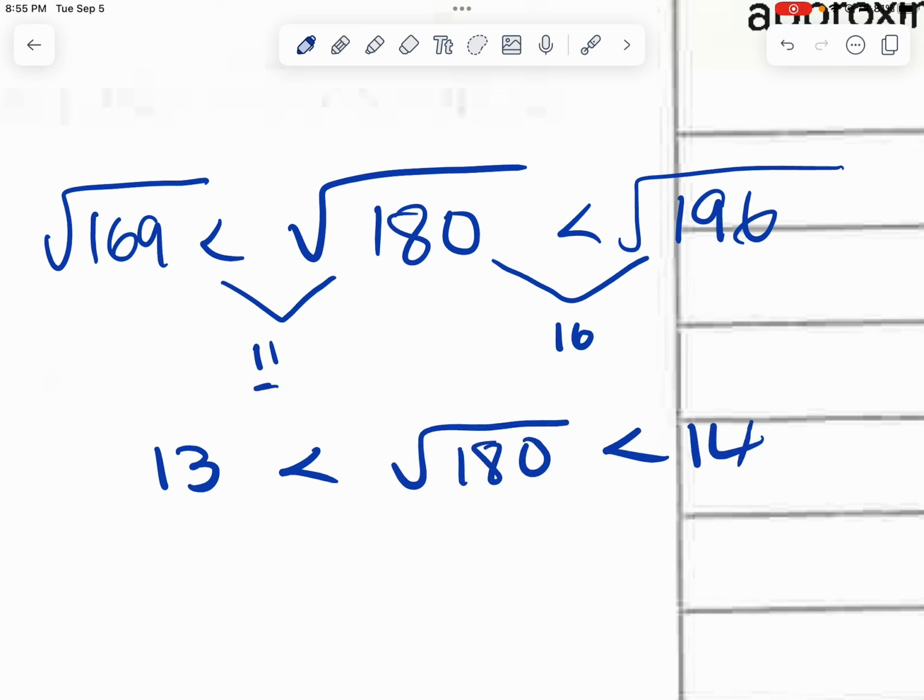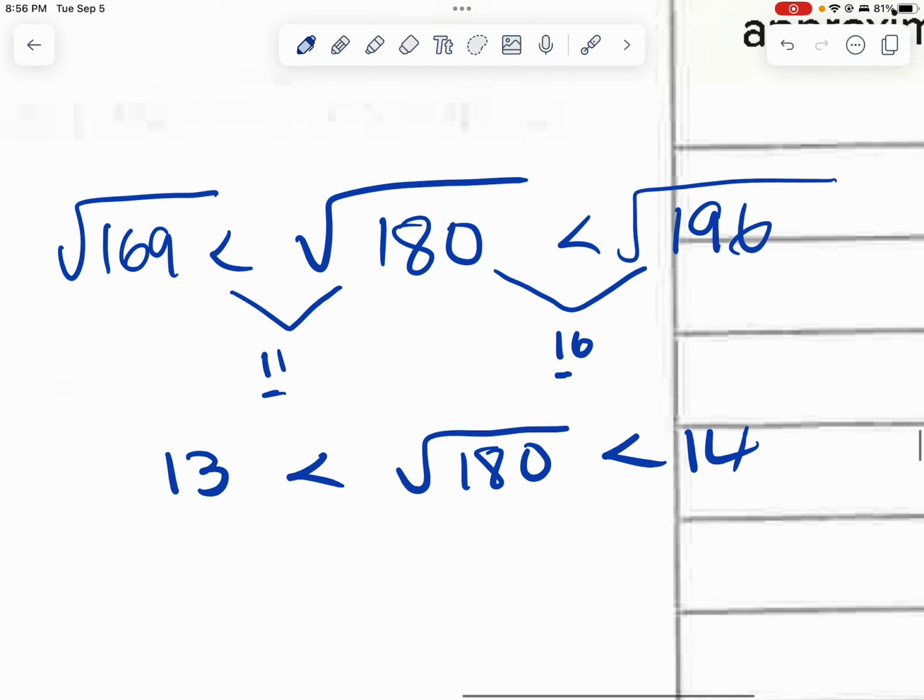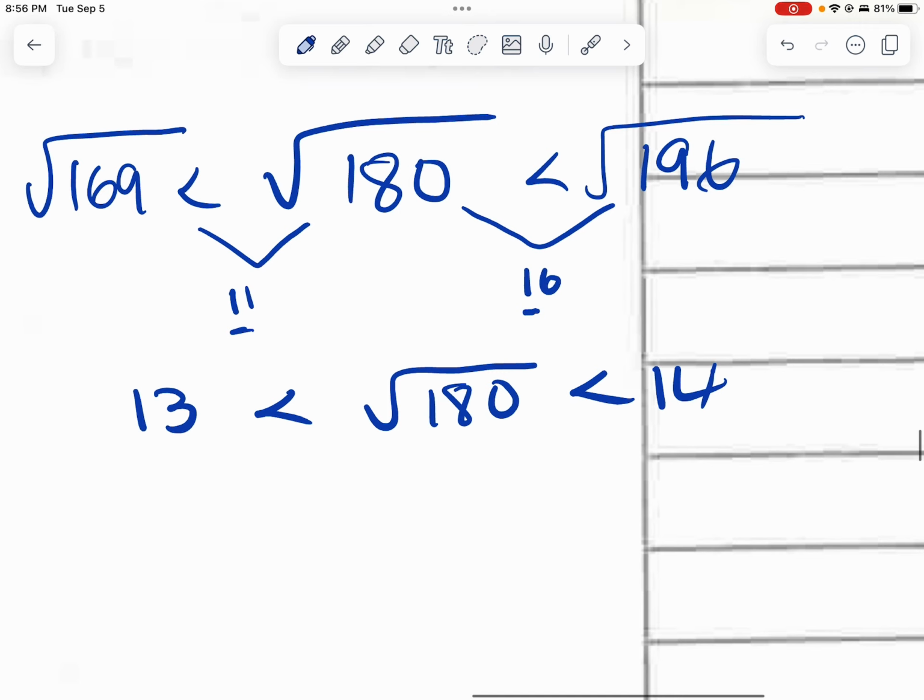Now, do you notice how these numbers are getting closer and closer together? That means that it's almost halfway there. It's not quite halfway there, but it's almost halfway there. So I would say 13.4. I may even say 13.3.